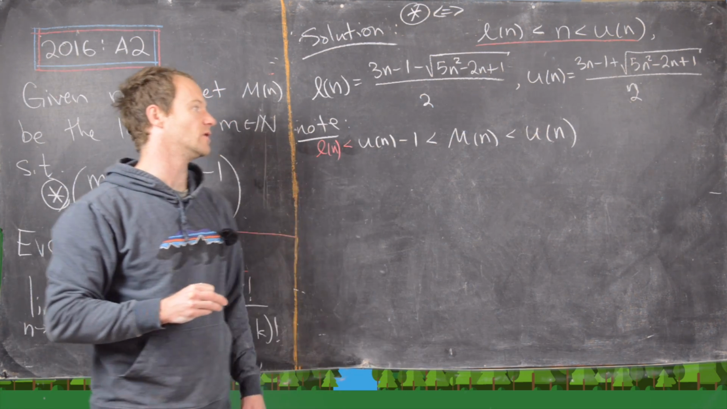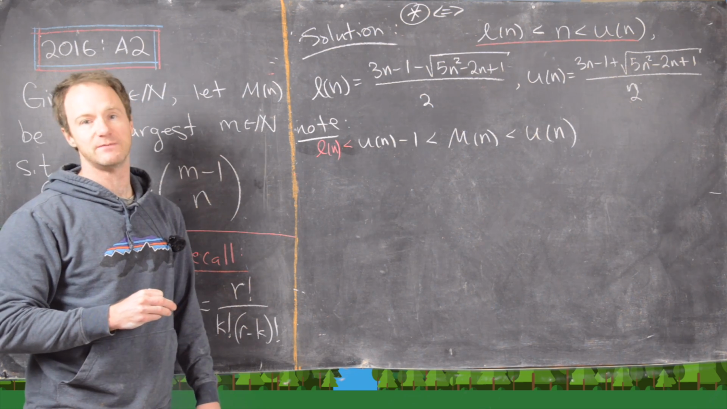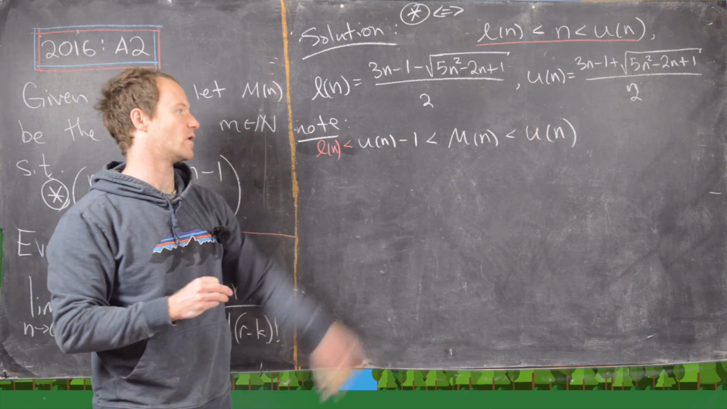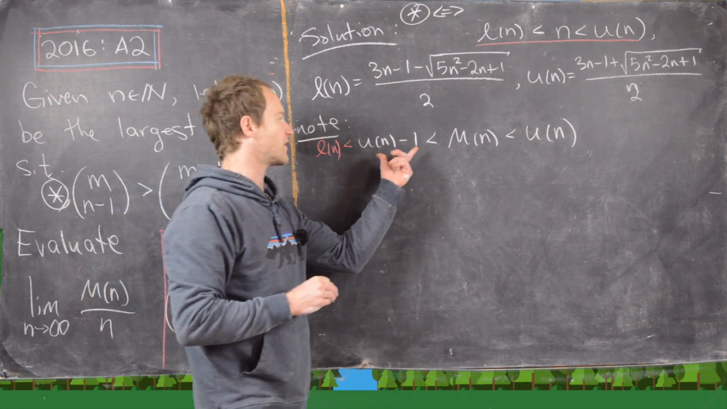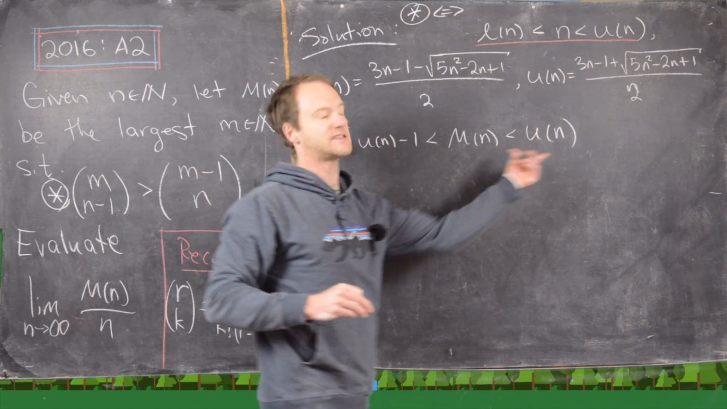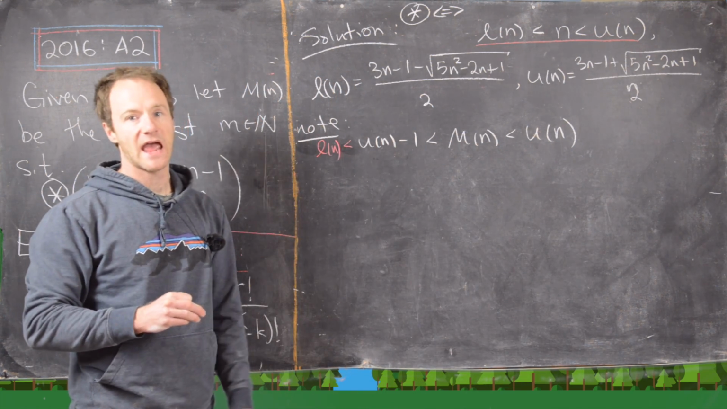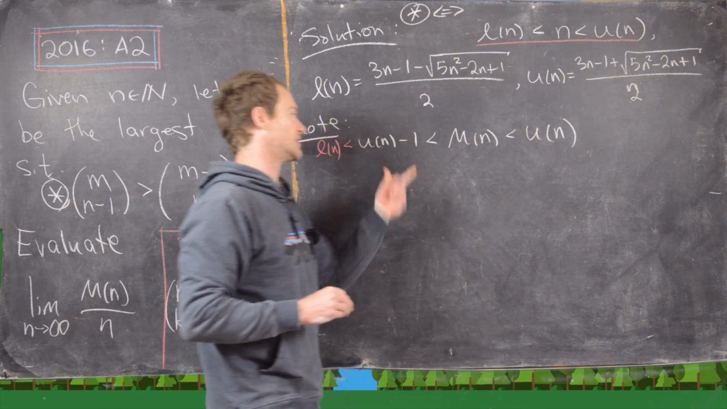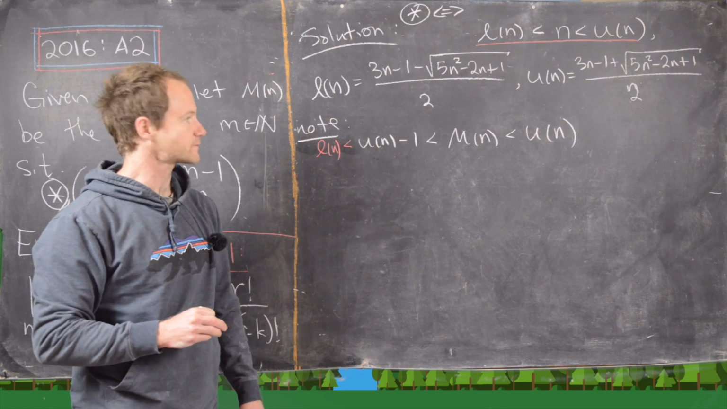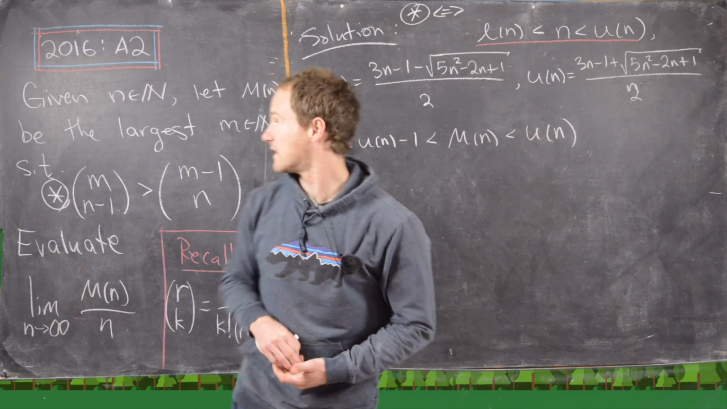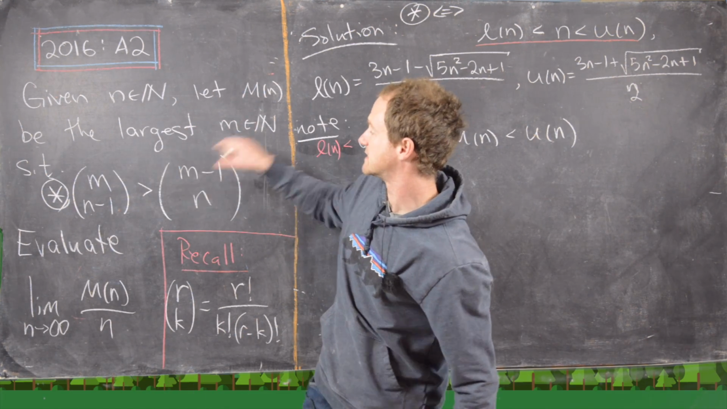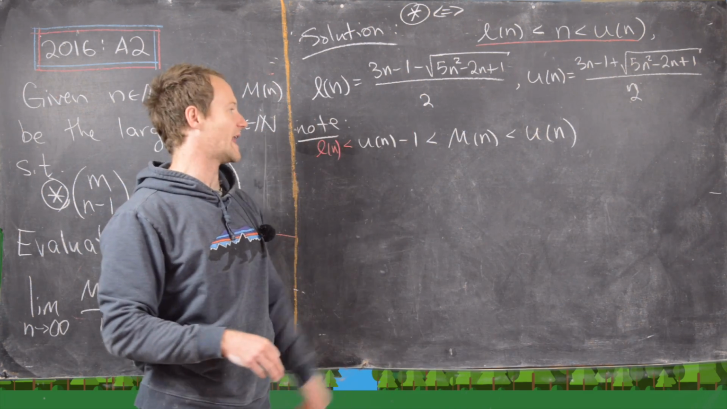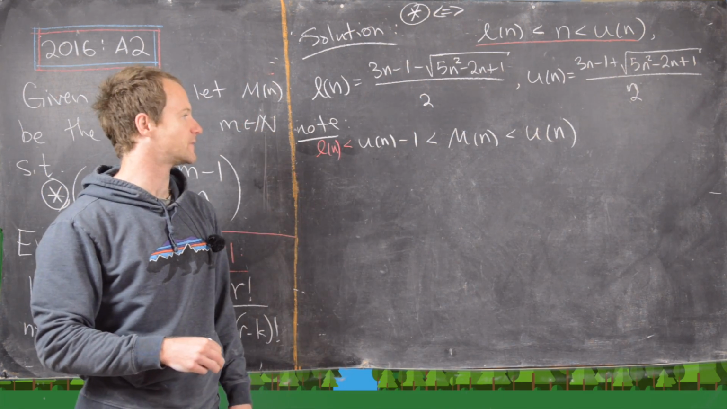Okay, so let's argue why m of n needs to be bigger than u of n minus 1 and u of n. Well, we know that there is a natural number between these two, and we also know that there's at most one natural number in between these two. So since m of n is the largest such, it has to be bounded between these two. Okay, great.